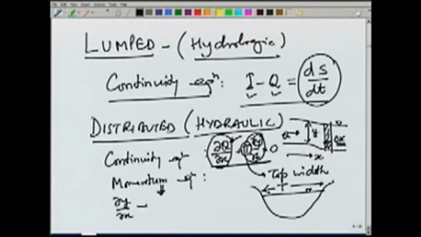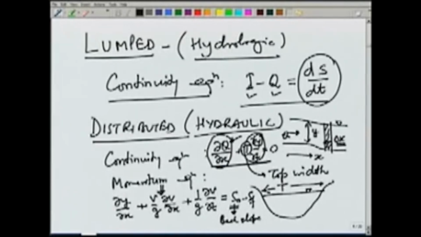Momentum equation is obtained and written as del y by del x, v by g, del v by del x, S naught minus S f. S naught is the bed slope of the channel. So, if the channel is here, the slope of the bed will be S naught, and S f is the friction slope.